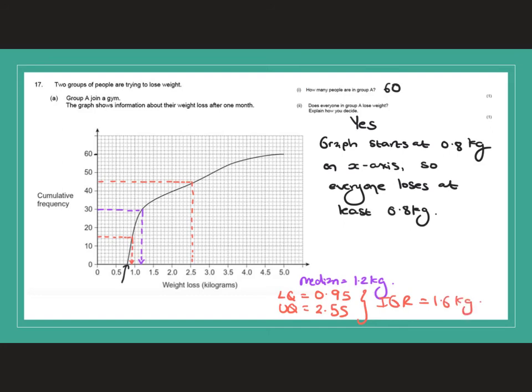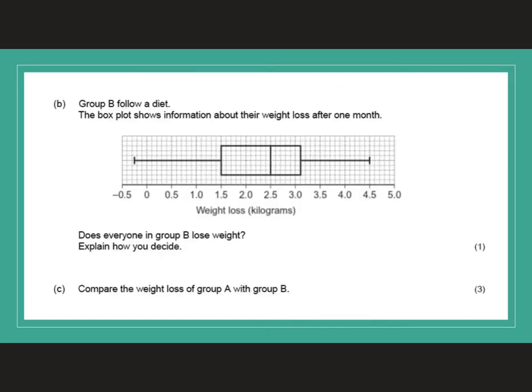We now have information about Group B. Does everyone in Group B lose weight? Now, look at this interesting part of the graph here. The answer is no. The fact that there is a negative weight loss means that some people have gained weight.